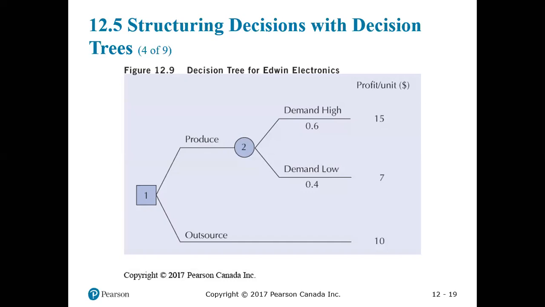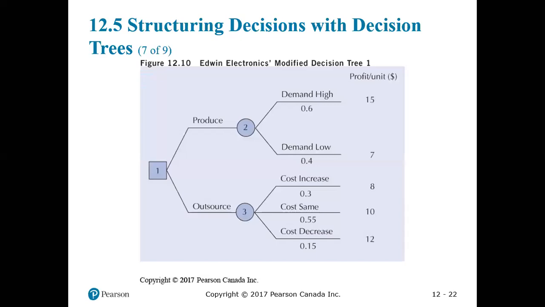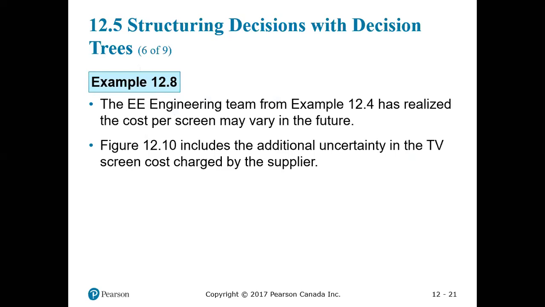So when a decision node follows a chance node, it implies that a decision must be made assuming that a particular outcome of the chance event has occurred. As we go along, you will see where a decision node follows a chance node, and you have to consider that some uncertainty has occurred before. So with Edwin Electronics, the engineering team, for example, has realized that the cost per screen may vary in the future. So we figure to include the additional uncertainty in the TV screen cost charged by the supplier.